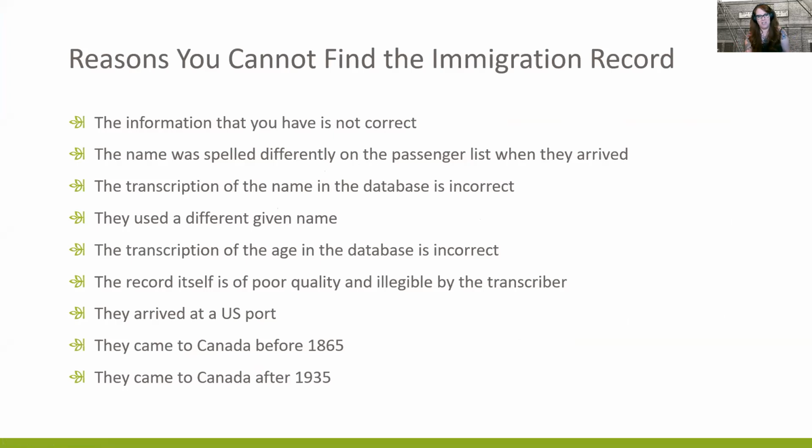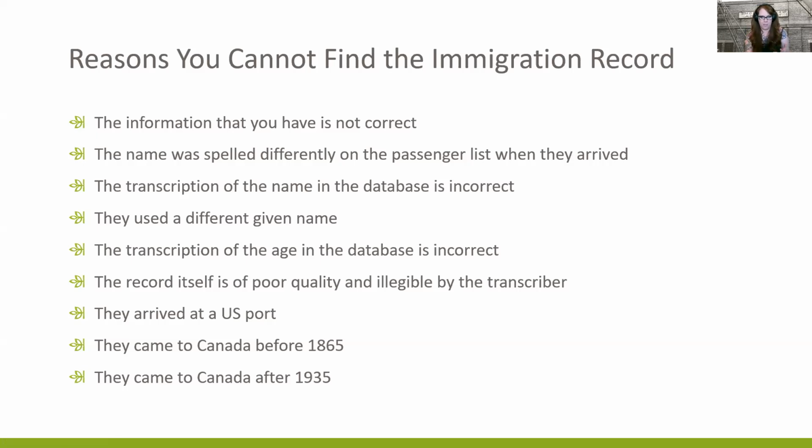Sometimes also we're going to see things like the name was spelled differently on the passenger list, or the transcription isn't right of the name in the passenger list. They may have used a different given name. The age may not be correct in the database. The record might be really poor quality, and so names aren't transcribed properly or at all. They could have arrived through a U.S. port, and or they came to Canada before 1865, or they came to Canada after 1935.